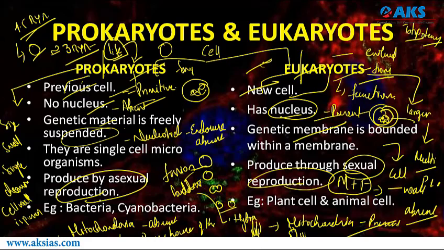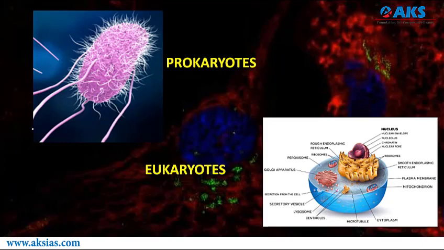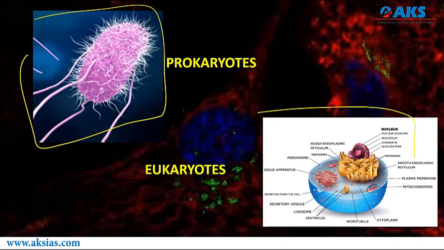The examples of prokaryotes are bacteria and cyanobacteria, and the examples of eukaryotes are plant cells and animal cells, along with amoeba, hydra, euglena. Now for your better understanding, this is the picture of prokaryotes and this is the complex structure of eukaryotes. You can see in prokaryotes, these are the freely suspended tail-like structures.